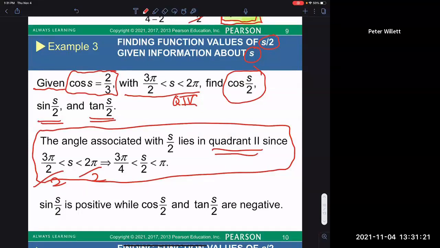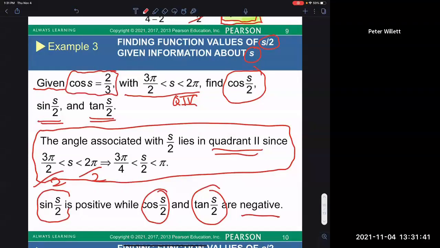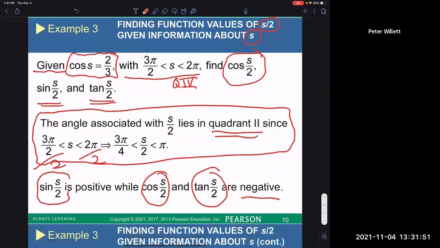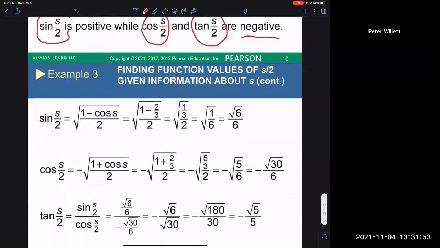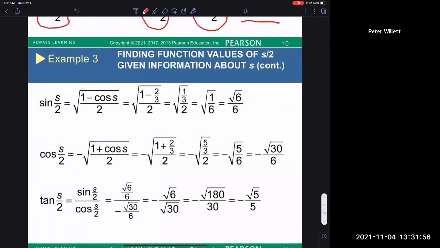Now, in quadrant 2, we know that sine would be positive, because in quadrant 2, the y value is a positive number, while cosine would be negative, and therefore tangent would be negative, because again, in quadrant 2, the x value is negative, the y value is positive, and the fraction of those would therefore be negative. So by seeing which quadrant it is in, you can delineate all the signs of anything you're trying to figure out. And then they just said, all right, well, then you could use all 3 formulas.